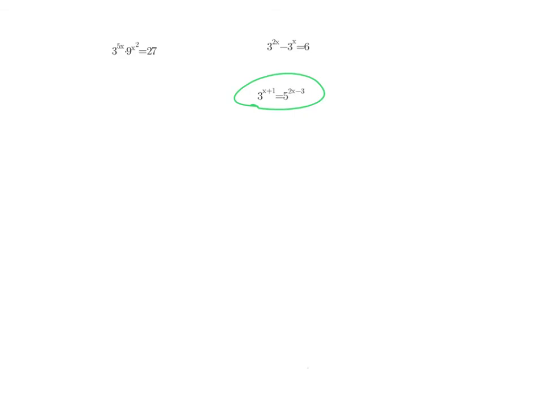I could write this out as 3 to the x times 3 equals 5 to the 2x times 5 to the -3. Do I want to do that? No, that's not really helpful. So no, let's not try that. So let's just go with inverse functions. I know I've got to get those x's out of the exponents, and to get something out from inside a function, you use the inverse function.